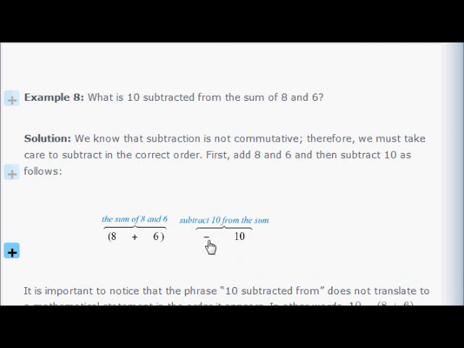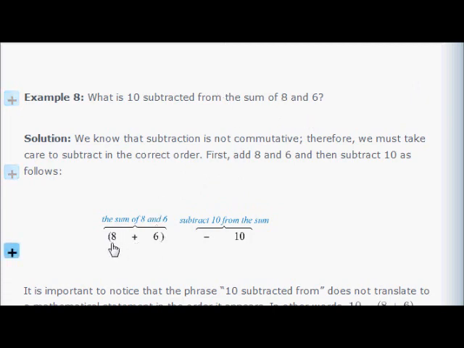So if you remember back to when you used to say take away, when you're taking away something, you're putting the minus sign here, a subtraction sign here, and then you're putting the thing that you're taking away to the right of that, right? Subtraction is not commutative, so you have to be careful to subtract in the right order.